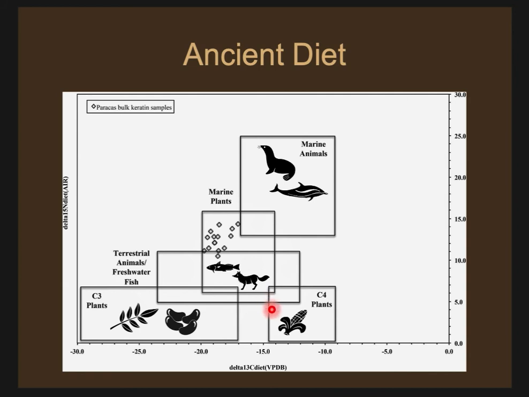So, for example, you could take an ancient human skeleton and determine whether that person ate more C4 plants, such as maize, or more C3 plants, such as beans. Or did they eat a lot of fish? Or did they eat a lot of marine animals?